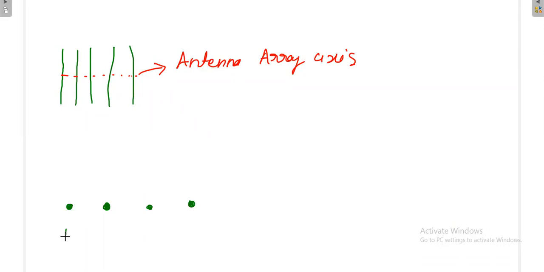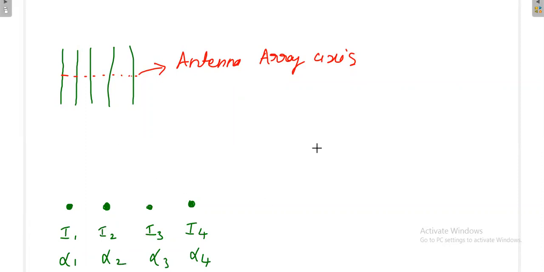The currents here are I1, I2, I3, I4. Here it is alpha 1, alpha 2, alpha 3, alpha 4. These alpha 1, alpha 2, alpha 3, alpha 4 are the phases of the signals that you are exciting. What is the phase difference? This is the current, this is the phase. Now, by varying the current and phase, you can control all properties of antenna arrays.